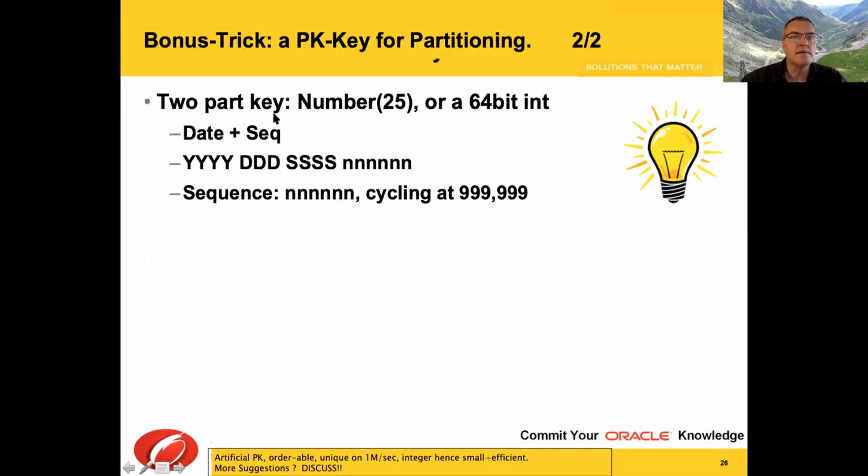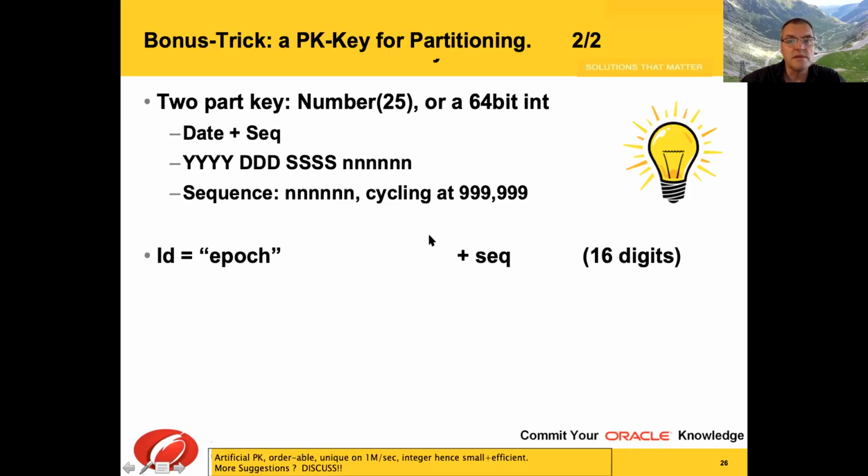One of the tricks is this. You can take a large 25-digit number or a 64-bit integer. You can use that number to contain both the date and the sequence. You'd end up with something like the year, 2020, the day, 200-something, but about 300 by now. We are at about the 300th day of the year. Seconds, I think we're about 50,000 seconds into the day. But this would become a large number. And then behind it, I glue a sequence number with leading zeros. And I cycle the sequence at 1 million. And that becomes a 20-digit number.